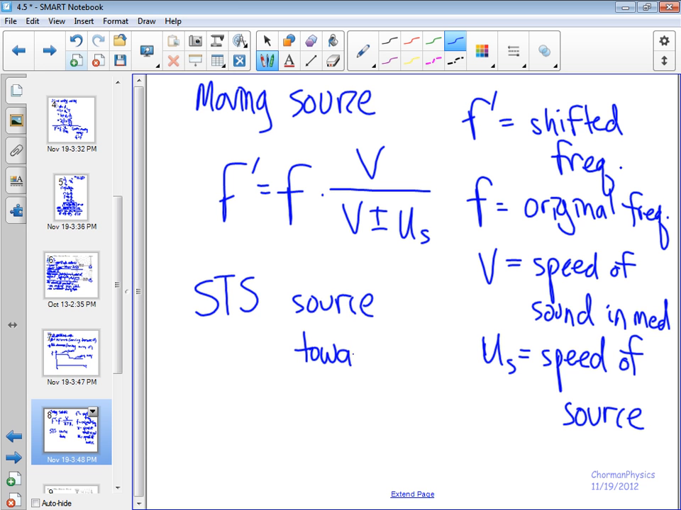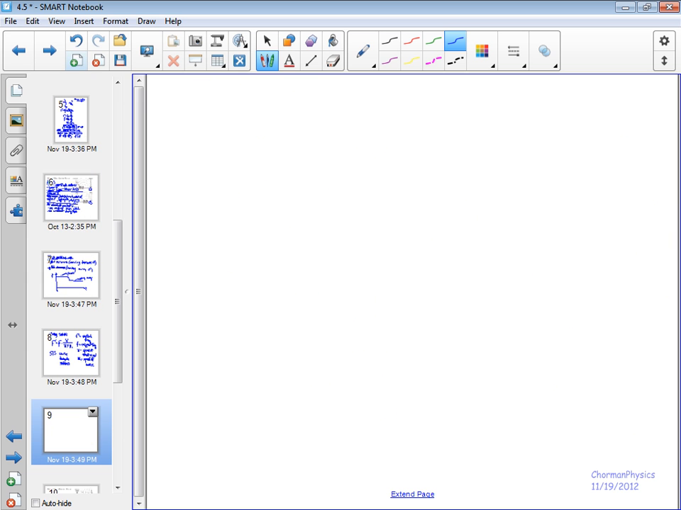And remember, STS: source, towards, subtract, to help you keep straight which is which. If the source is moving away, just add. A quick little example there.